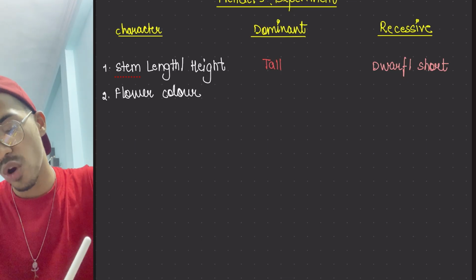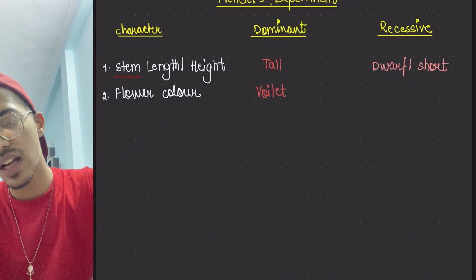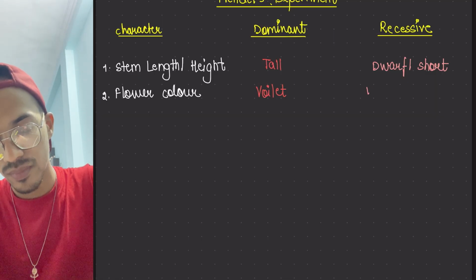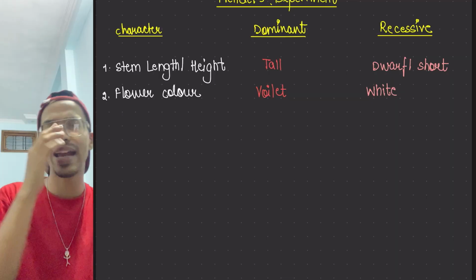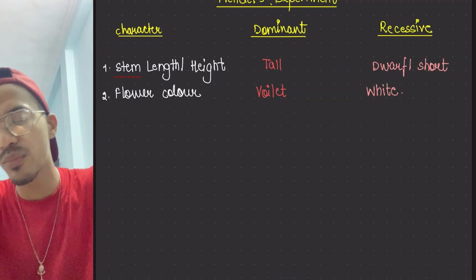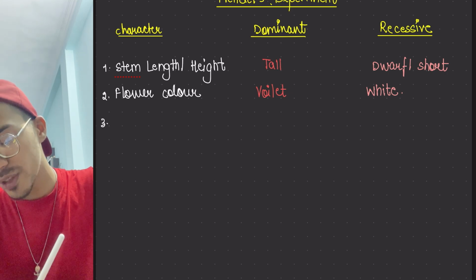Flower color: the dominant character is violet and the recessive color is white. Remember it. You can even see the diagrams in the NCERT, so you will remember it more. The more you write, the more you will remember, so just don't forget it. Then the next is flower position.